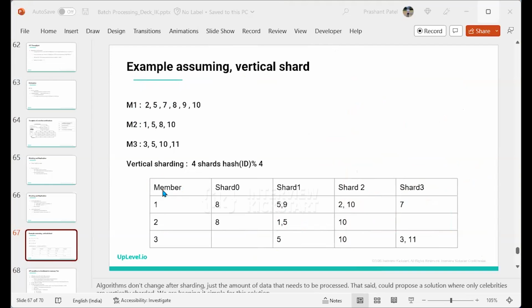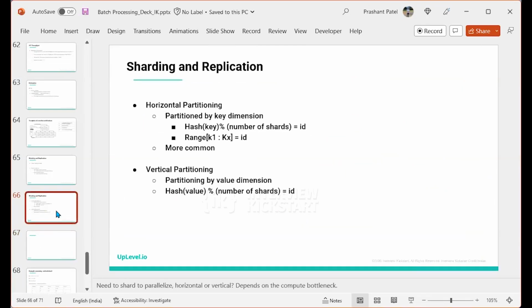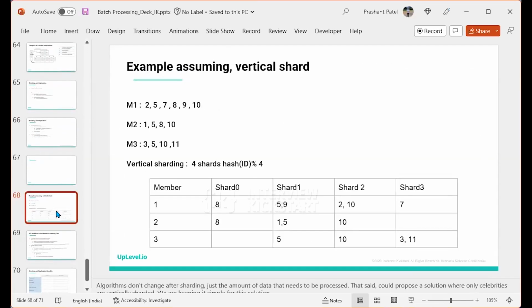These are like keys, but the data is not present in one shard. Considering the second use case, where we are sharding on the basis of the value, not the key, member 1 would have data present in shards 0, 1, 2, and 3. Because the shard is based on the value, one user will have all the followers present in different shards. So 8 is present in shard 0.